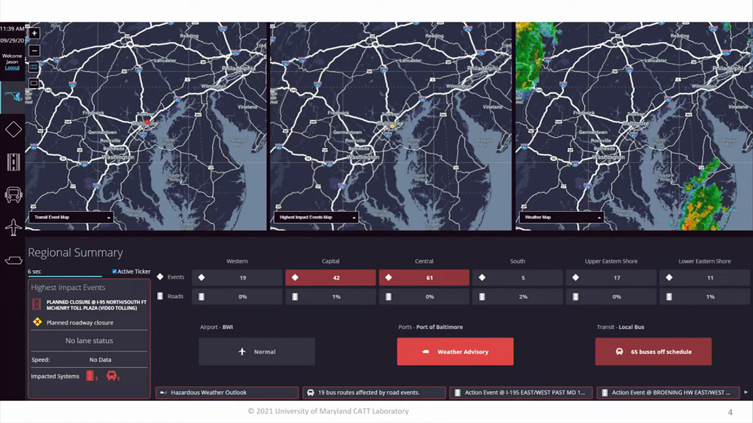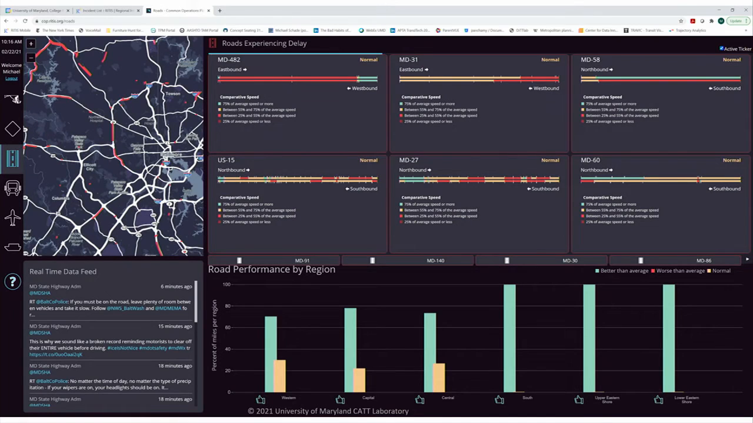And it says, okay, well, here's how many things are happening in the capital region compared to the central region. And by the way, there's something bad going on at the port. And this is a screenshot, so you can't see it, but there's like a stock ticker that moves down around the bottom that shows you the significant things that are happening.